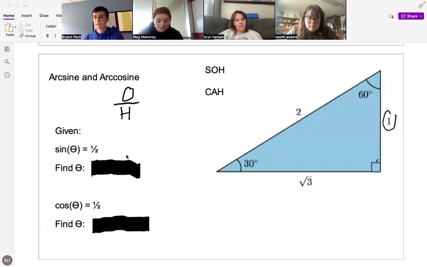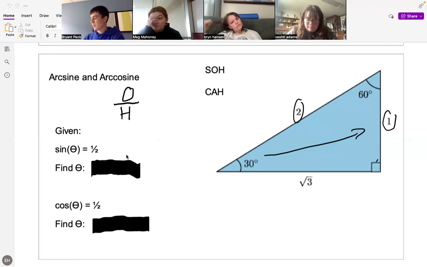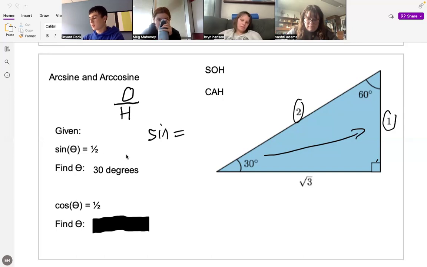30 degrees? 30 degrees, that's right. That's opposite. And if we want to find the hypotenuse, we can obviously see that that's 2. So the answer to this is going to be 30 degrees because sine of theta equals opposite over hypotenuse, like we said here, and that equals 1/2. Our opposite is 1 and our hypotenuse is 2. So we can do the same thing with cosine.